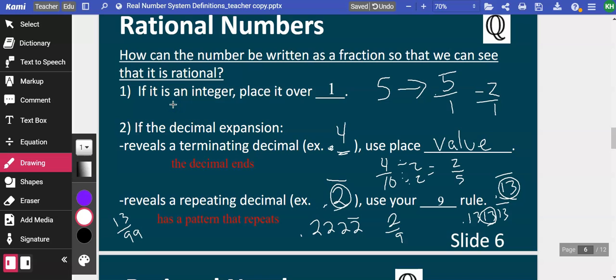Basically, the main numbers you'll see is you'll see an integer that you put over 1. Sorry, that wasn't a decimal. But the integer you would put over 1 to make it a fraction. And then when you look at the decimals, if it's a terminating decimal, you use place value. If it's a repeating decimal, you use your 9 rule, or you can use the algorithm.